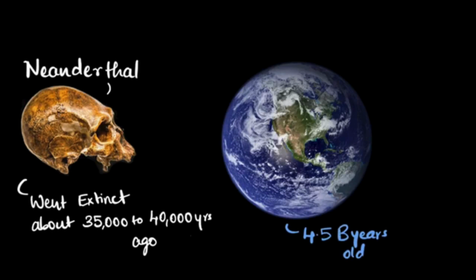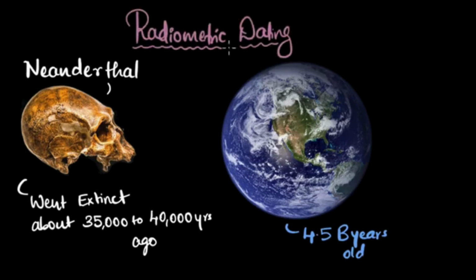Turns out one common method is radiometric dating, where we make use of radioisotopes to figure this out. But how does that work? How do you use radioactivity to figure out how old something is? Well, let's find out. Carbon-14 is a radioisotope of carbon, so it decays into a more stable isotope, nitrogen-14.